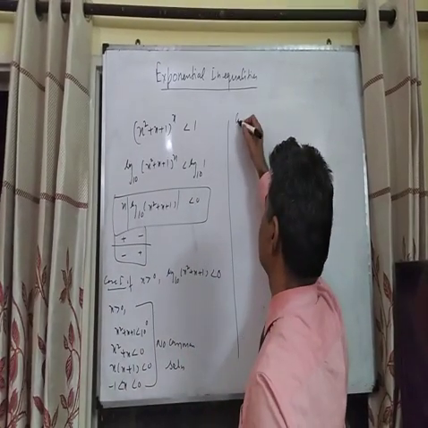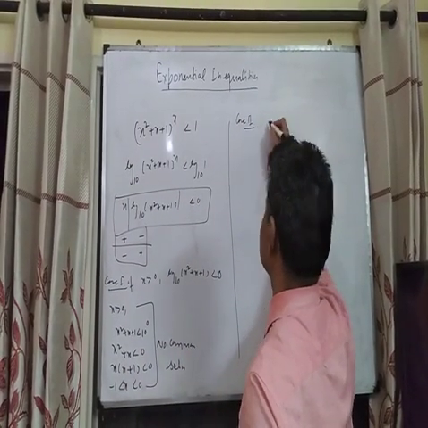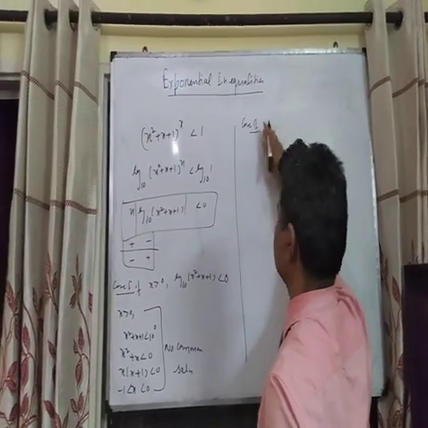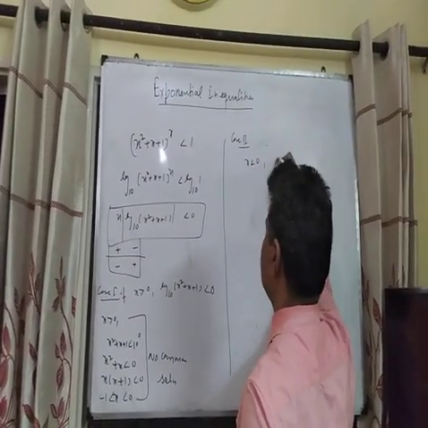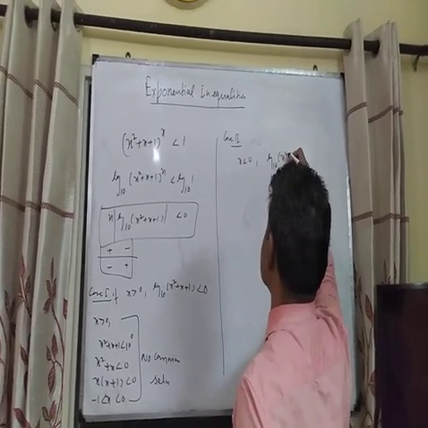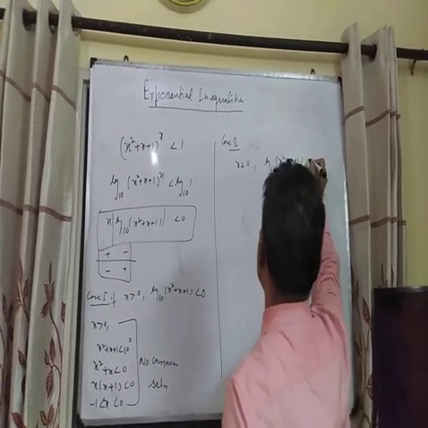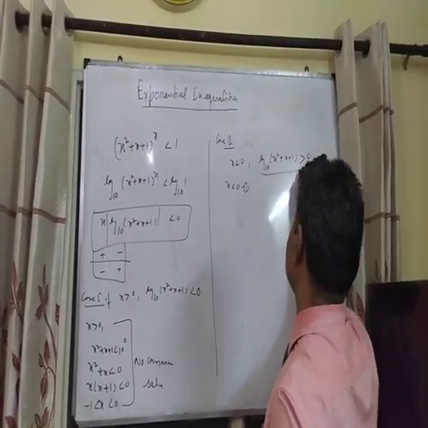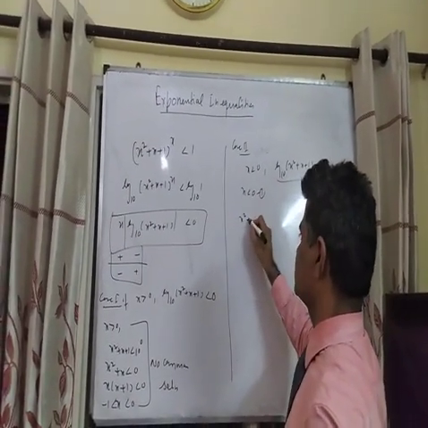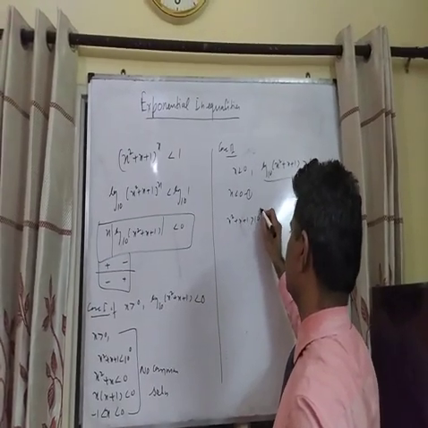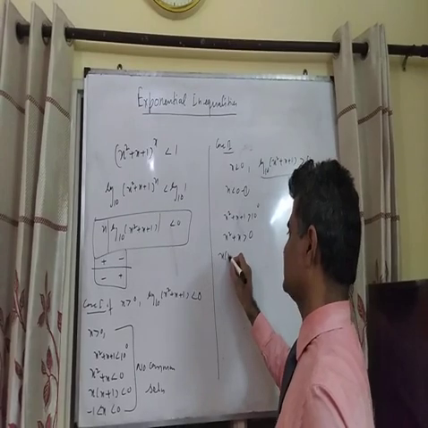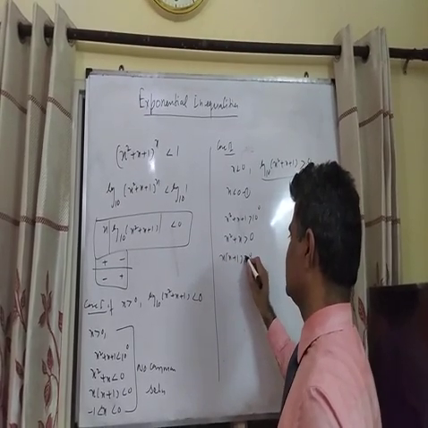Similarly, we are taking case 2. If the first one is negative, that is x is less than 0, and log base 10 of x square plus x plus 1 is greater than 0. So x less than 0, first inequality. Now we are solving this. So x square plus x plus 1 greater than 10 to the power 0. So x square plus x greater than 0. x into x plus 1 greater than 0.